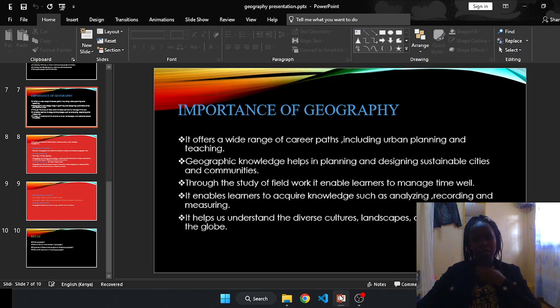Another one, it enables learners to acquire knowledge such as analyzing, recording, and measuring. Through this study of geography, we get a lot of knowledge. We have to know if it is measured in kilometers or meters or centimeters. Those are things we have to keep in mind. So geography helps us.